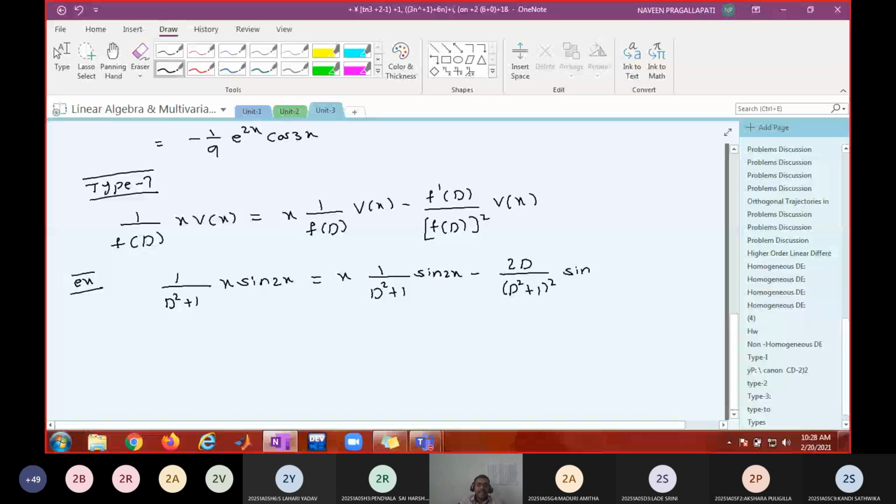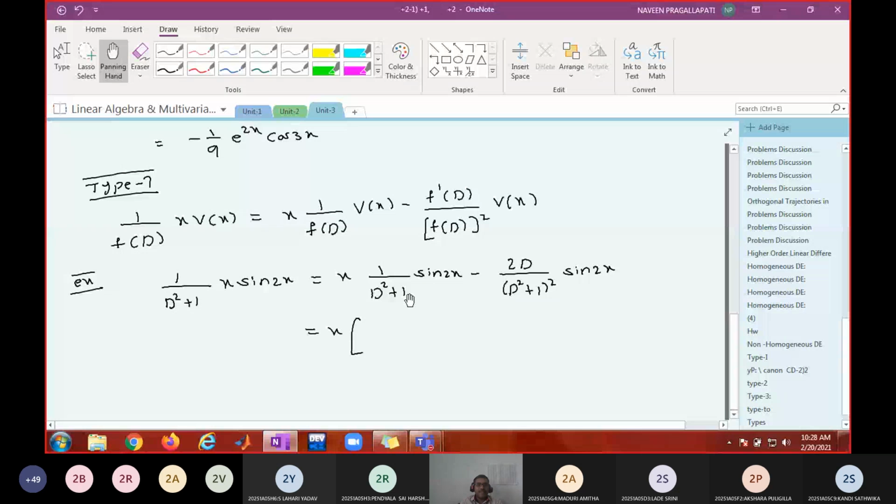Then use your previous types to find this. Depending on q, you apply the proper type and find the particular integral. So each term is in which type? It is in type 3. Now try to replace d square with minus 2 square first. Do it mentally. If this is non-zero, apply type 3. If it is 0, factorize it and apply type 4.